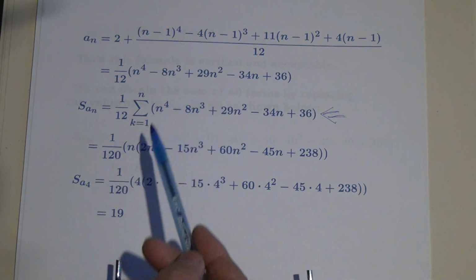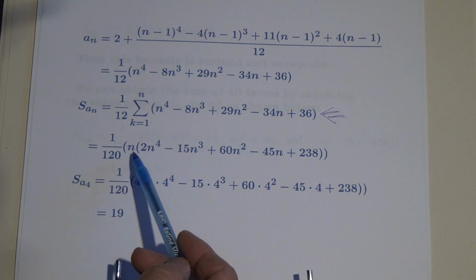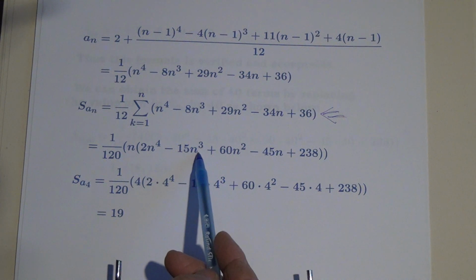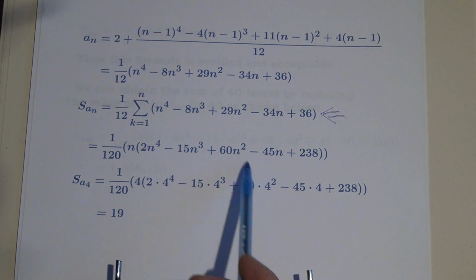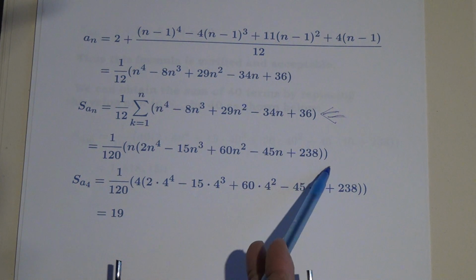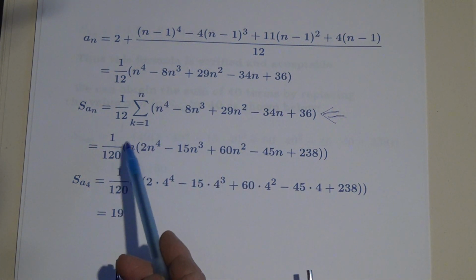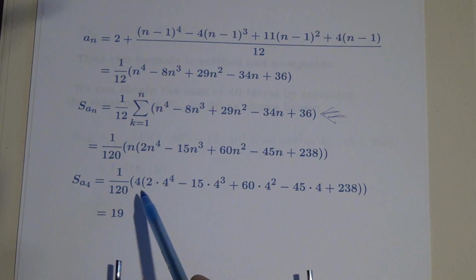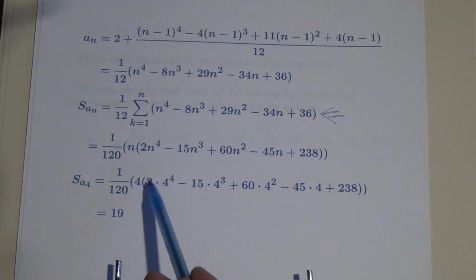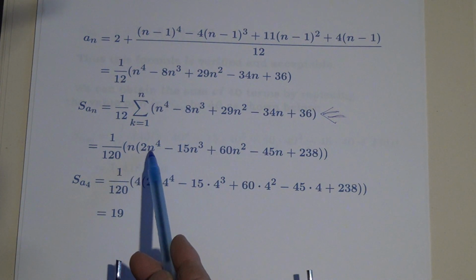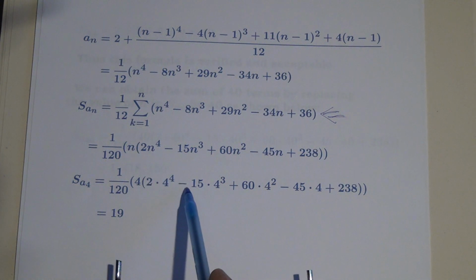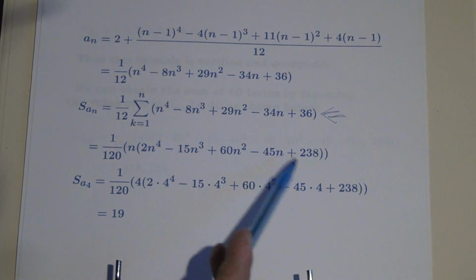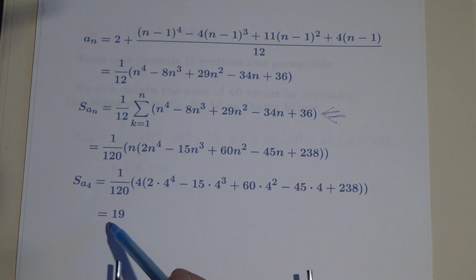After you work out, if you simplify, you will get 1/120 n times the quantity 2n to the 4th, 15n cubed, 60 times n squared, minus 45n plus 238. Okay? This one is the sum formula. Now we check with the case of 4. Okay, we replace n by 4. Then 2 times 4 to the 4th, 15 times 4 cubed, 60 times 4 squared, 45 times 4, and 238. The answer comes out 19.